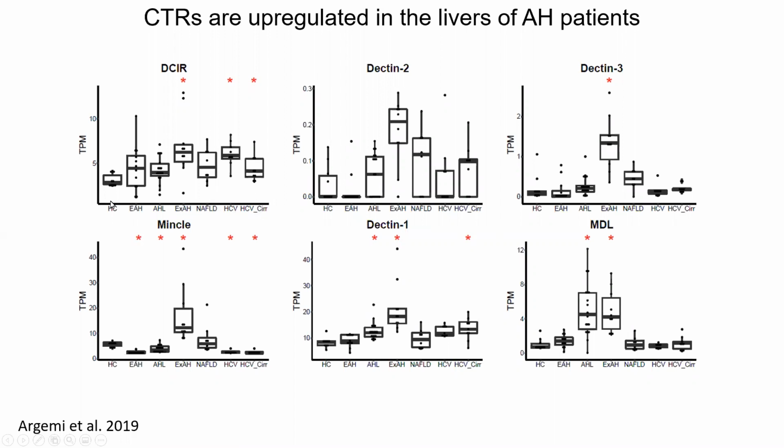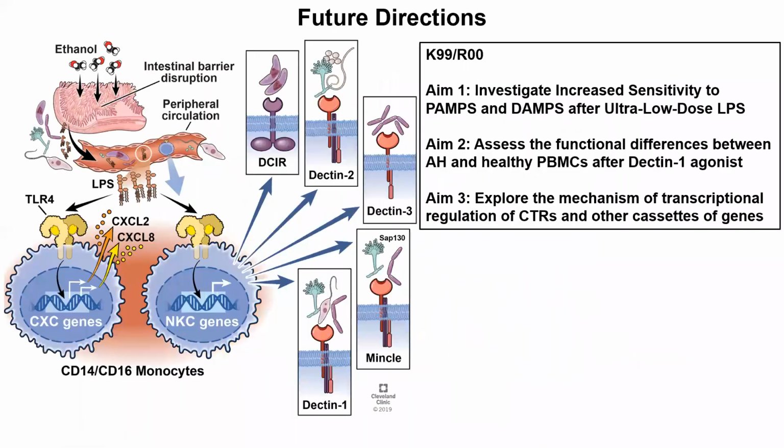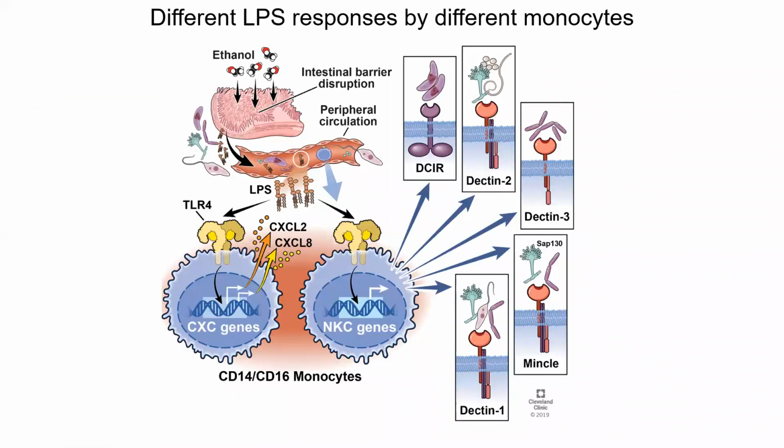And what we observed from looking at their RNA-seq data was that these genes that we were interested in are in fact upregulated. So in AH, DCIR is upregulated. Dectin-2 in general is really low expressed, so we couldn't conclude anything from that. But dectin-3 is upregulated, Minkle is upregulated, dectin-1 was upregulated, and another gene which I didn't talk about very much, MDL, is also upregulated in AH. So that's basically all I want to tell you today.